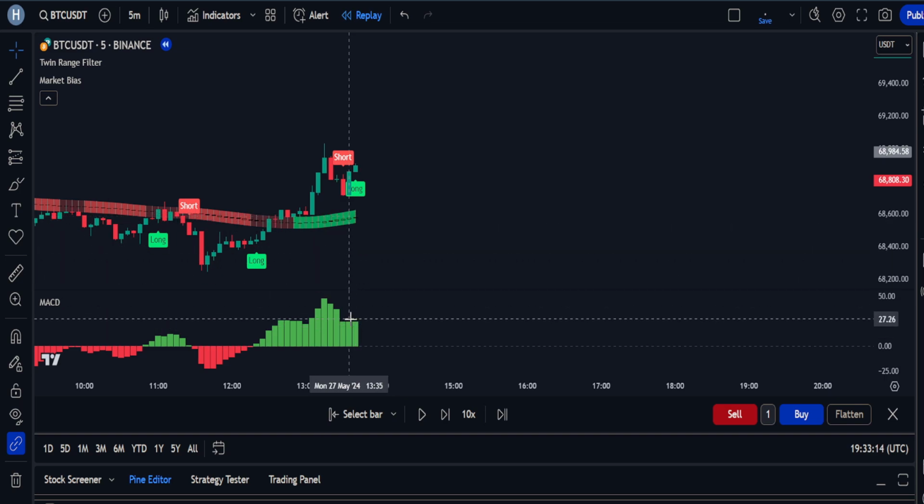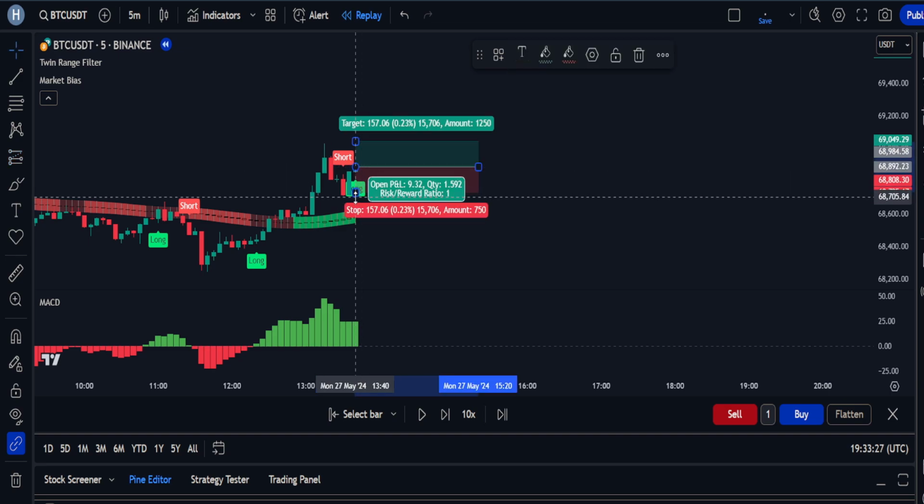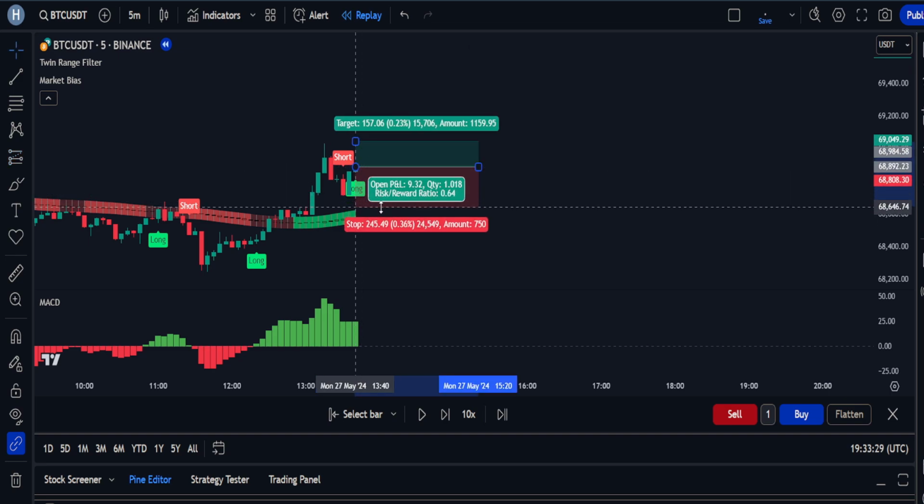Then for the final confirmation, we will take a look at the MACD histogram. And for this buy signal to be considered valid, the histogram should also be green in color. As we have discussed earlier, this indicates that a short-term bullish trend is playing out in the market. So when all these conditions are fulfilled, we can open a buy trade. So let's open a buy position here.